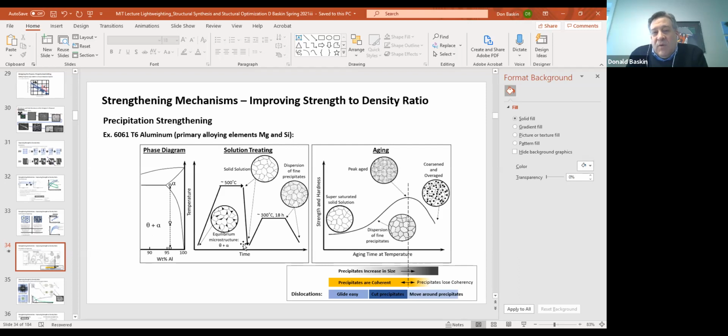So what was happening is while these aluminum motor housings were sitting in this furnace for 6 hours, we were growing raisins into dates. The precipitates became too large and the material was weakened. We got way past this peak right here.